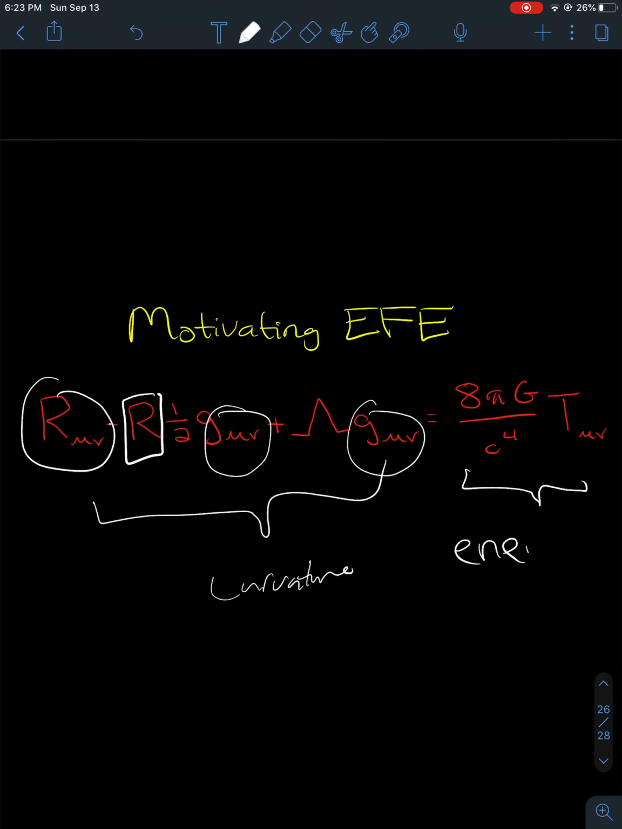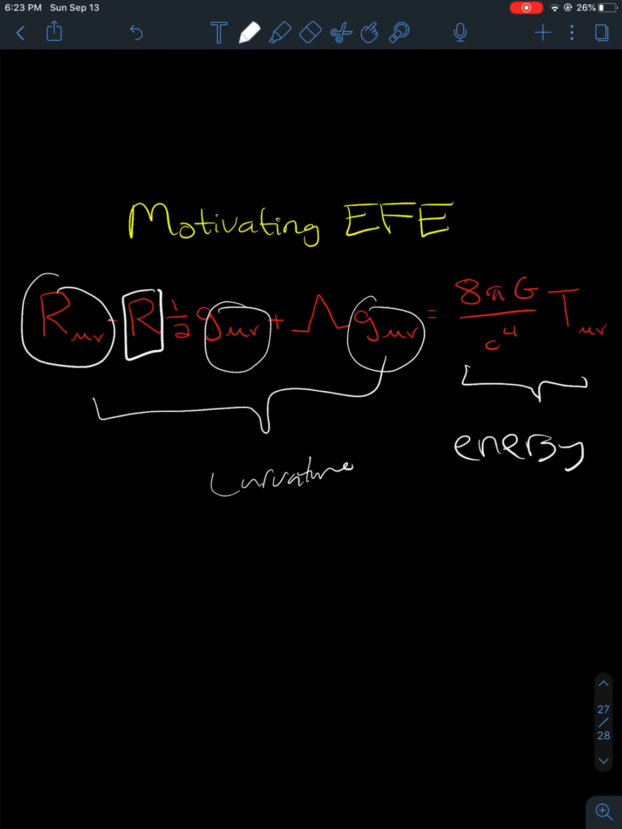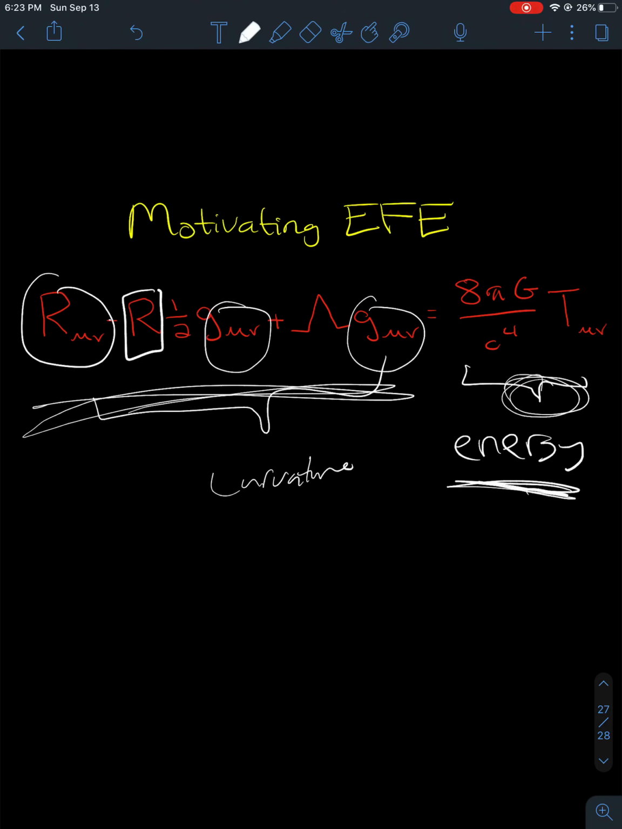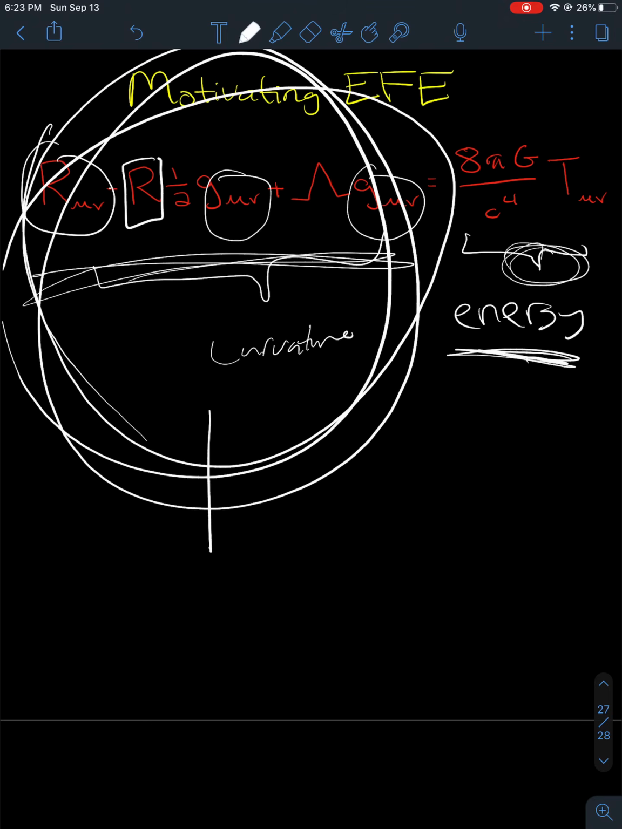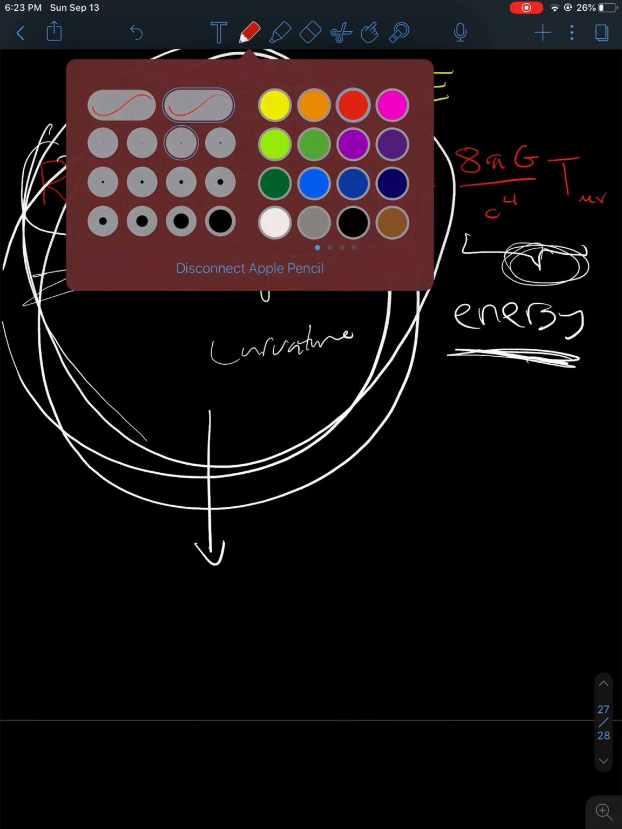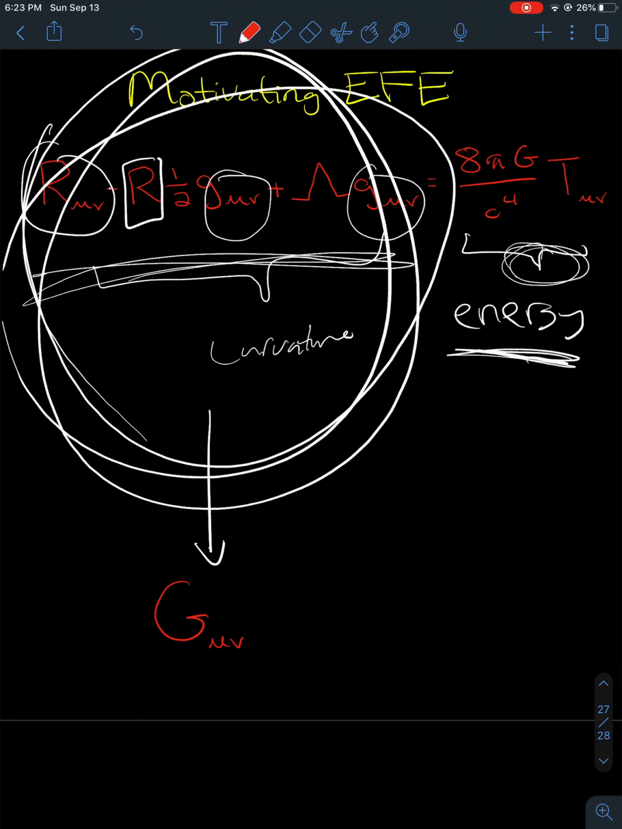And this over here describes the energy of your space, right? So when your energy is positive, your curvature must be positive. When your energy is 0, your curvature must be 0. So we can actually group this whole chunk of the equation into one big tensor called the Einstein tensor. So poetic, right? And we'll call this ugly mess a constant k. And we can say that the Einstein tensor equals k times the stress energy tensor.